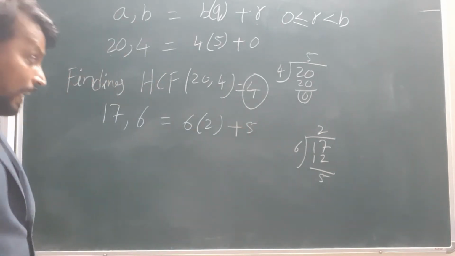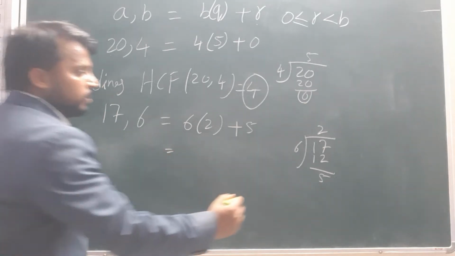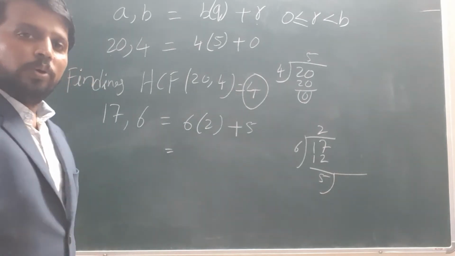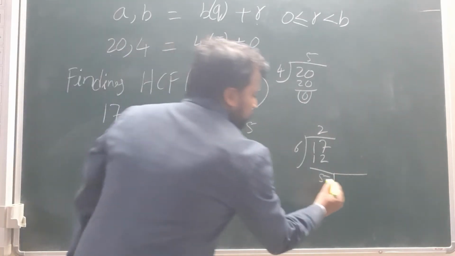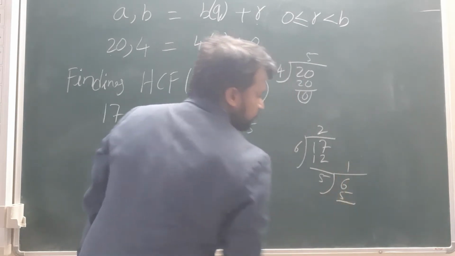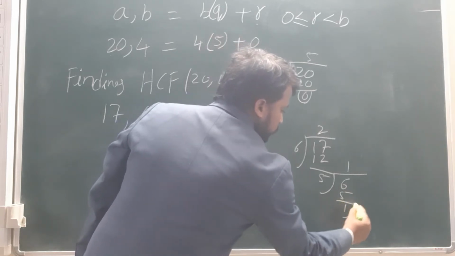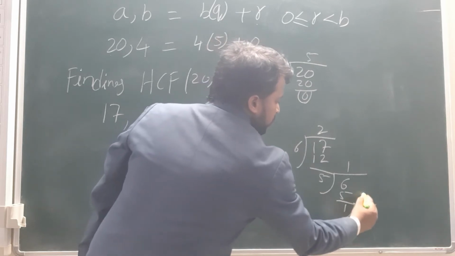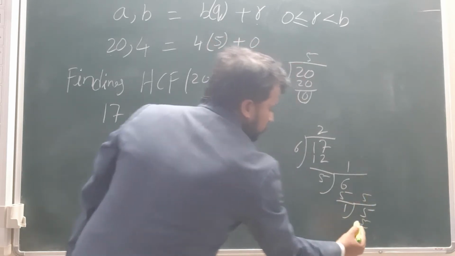Again we have to do division. You know this long division method, you already studied it in the lower classes, right? With 5, 5 ones are 5. 6 minus 5 is 1. Again if you divide 5 by 1, what do we get? 1 fives are 5, and the remainder is 0.